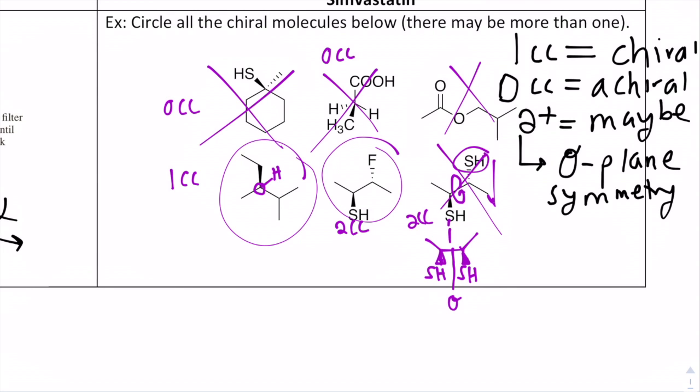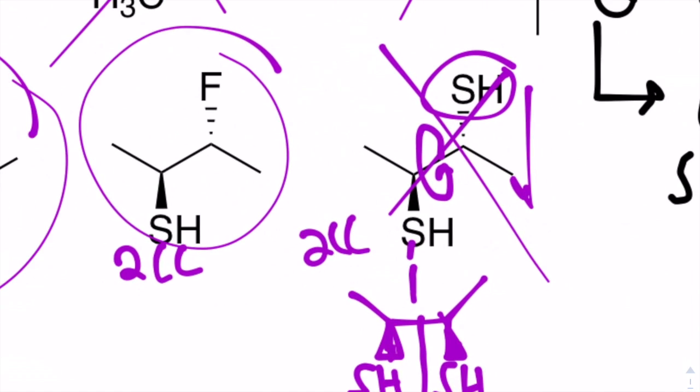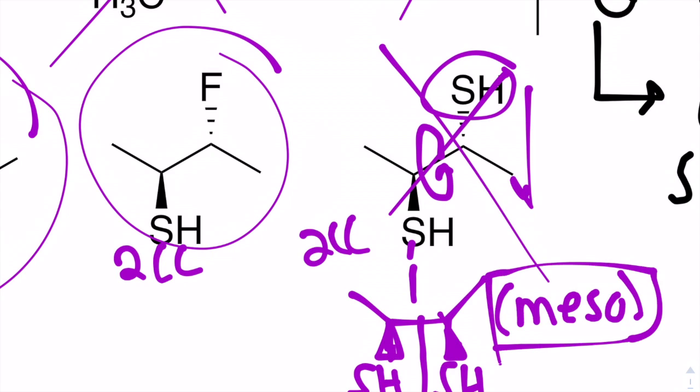I did want to say one more thing, that this molecule at the end is given a specific name called meso. And all that meso means is that it's a molecule with chiral centers, but it's overall achiral because of that plane of symmetry. Okay? So whenever you see these molecules where it is achiral because of that sigma plane, you can call them meso.